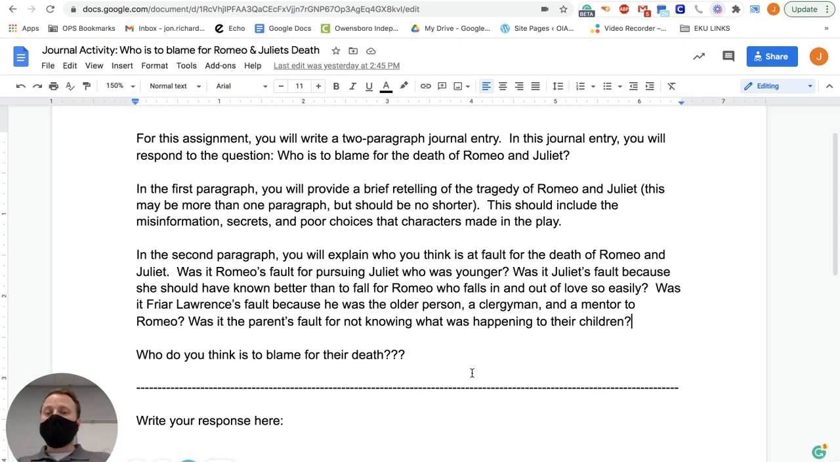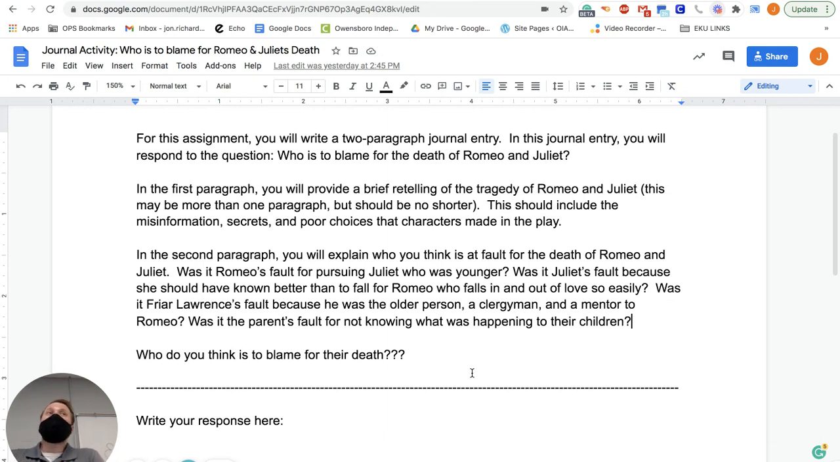Was it Friar Lawrence's fault because he was the older person, a clergyman, and a mentor to Romeo? He was the adult in the situation, essentially. Was he to blame? Was it the parents' fault for not knowing what was happening to their children and not paying enough attention to their children? Who do you think is to blame for their death?